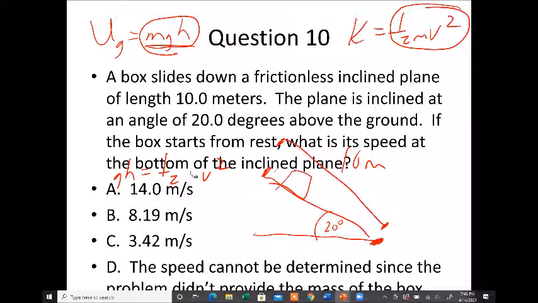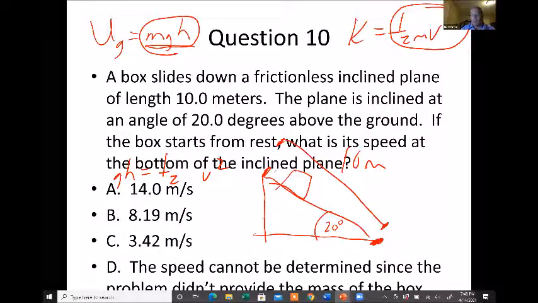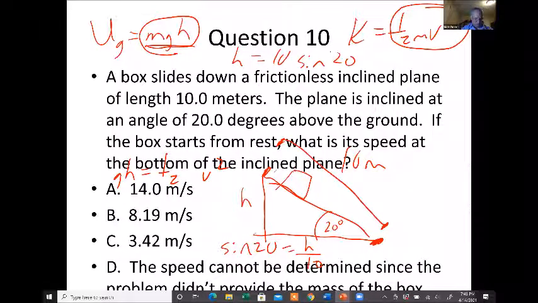10 times the sine of the angle. Yep. So we could take this incline and essentially make it into a triangle. And we could solve for this height. So we could say sine 20 equals opposite, which is h, over hypotenuse, which is 10. So h would equal 10 sine 20. And calculate that out. That equals about 3.42. That's h.